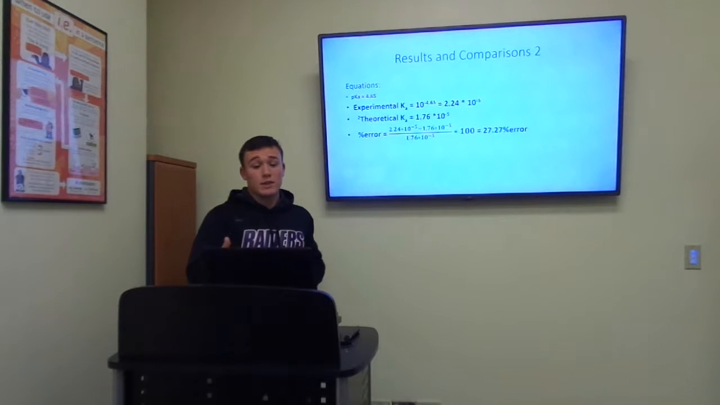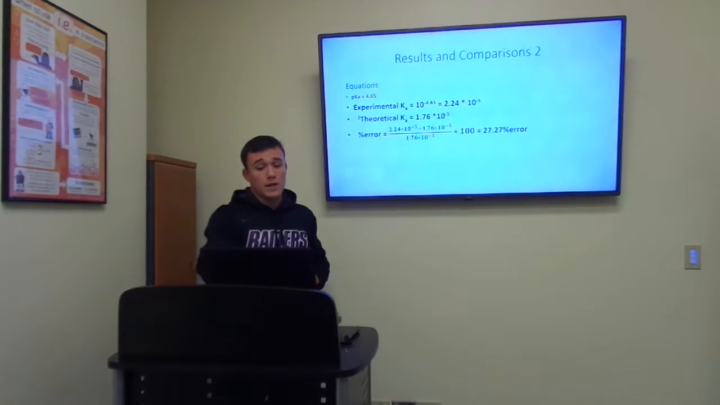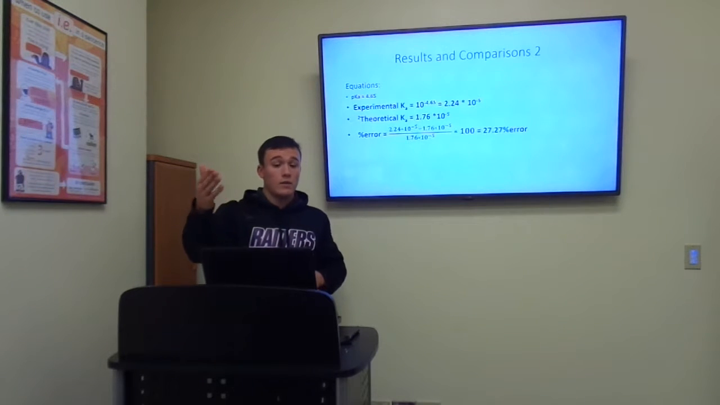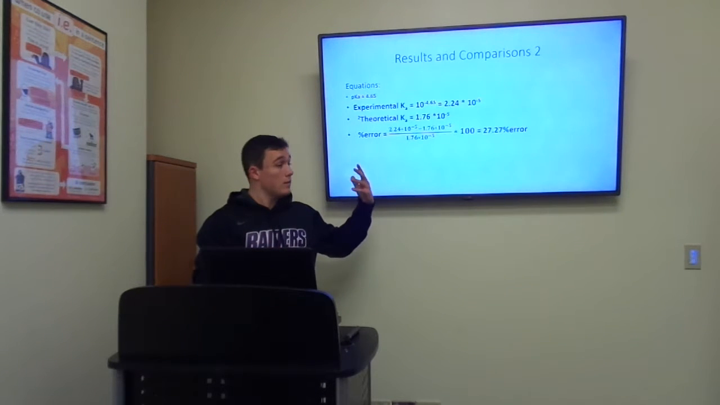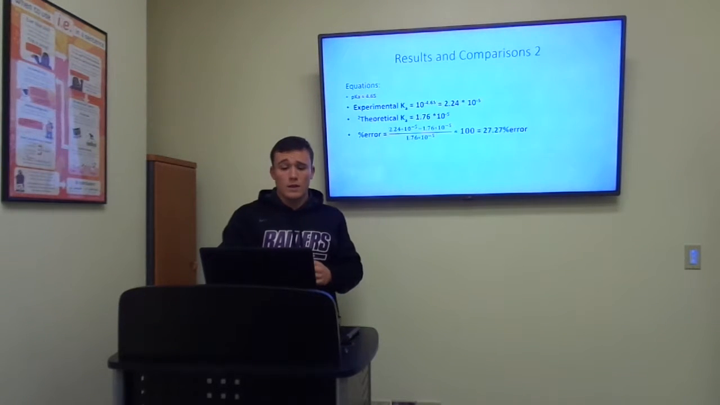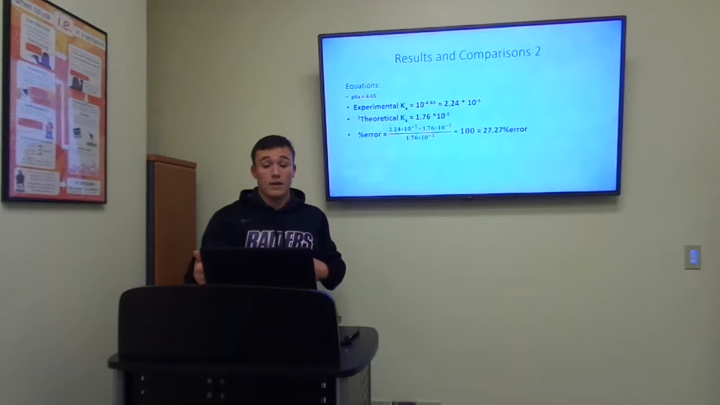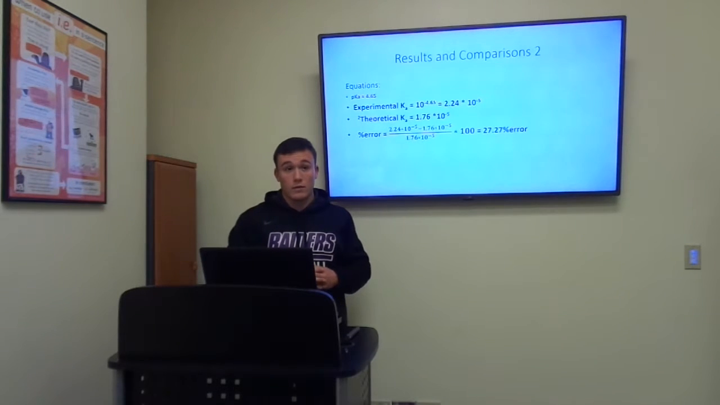And so now back to the equations. For our experimental Ka, you'll take 10 to the negative of our pKa, which we got, which was half of the inflection point, and that'll give you the Ka for your experiment, the experimental Ka.